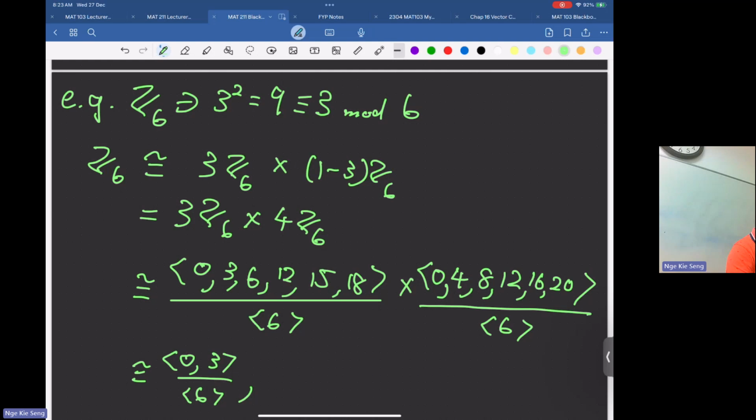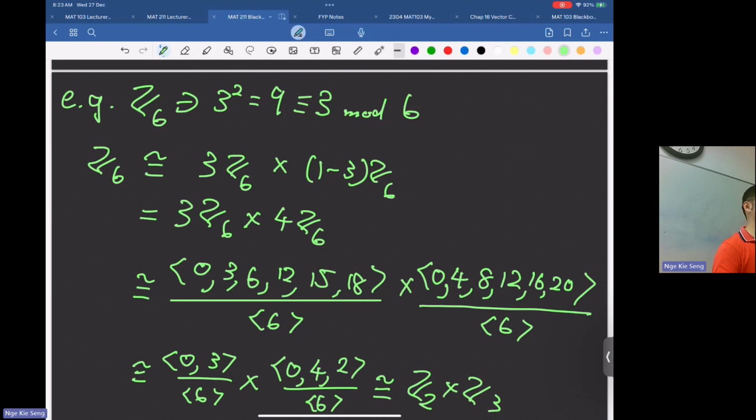How many things survive on the right hand side? 0, 4, and 2. Okay, so what are these things actually? There's really only one group or one ring with 2 elements, right? Don't review one. This is Z2. And then this one is cyclic. Okay, so this is Z3. So you get Z2 cross Z3.